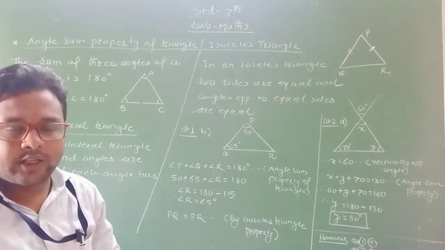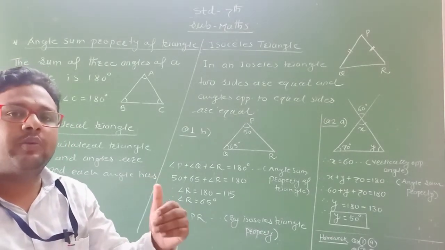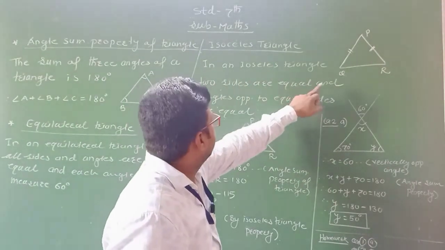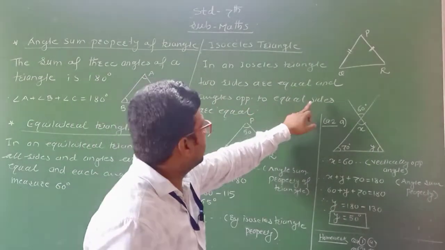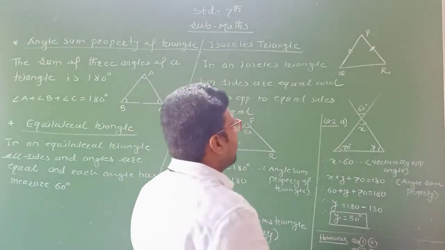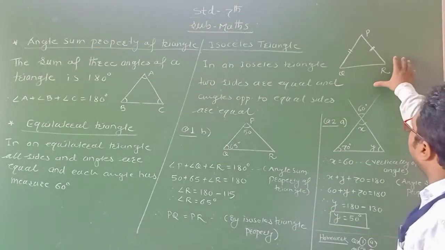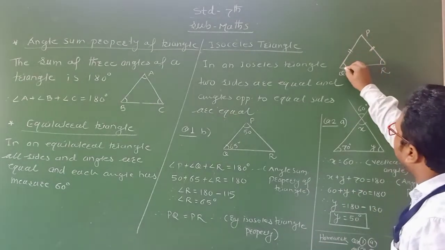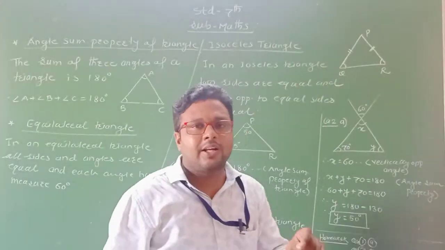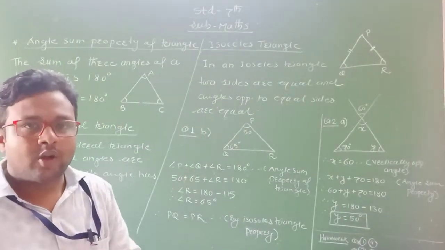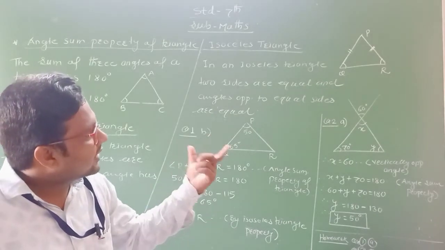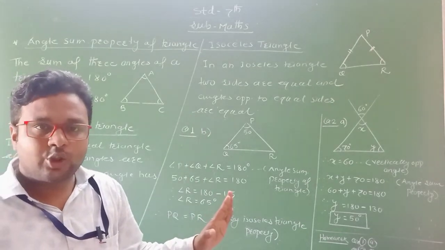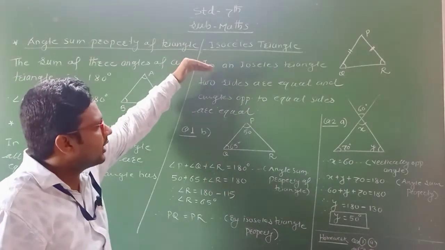Now what is the property here? The angles opposite to equal sides are equal. In an isosceles triangle, two sides are equal and the angles opposite to the equal sides are equal. Now what are the angles opposite to the congruent sides? PQ opposite angle is what? R, and PR opposite angle is what? Q. Therefore angle Q and angle R are equal in this isosceles triangle. Or you can say the sides opposite to equal angles are equal. Understood? This is the property of isosceles triangle.